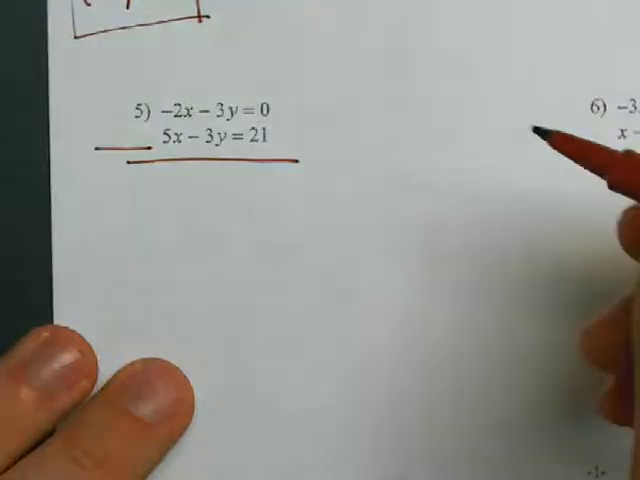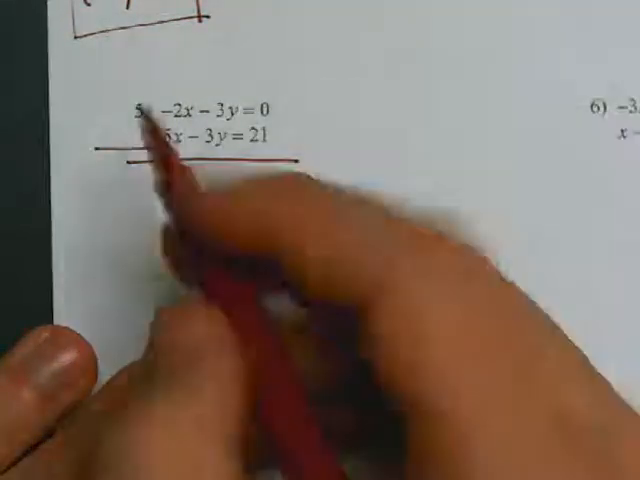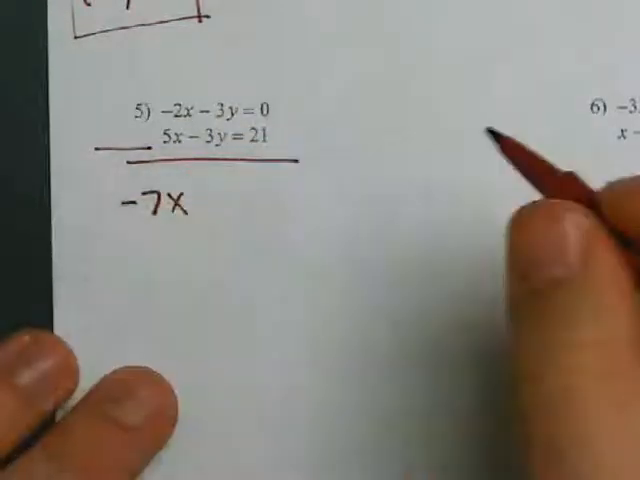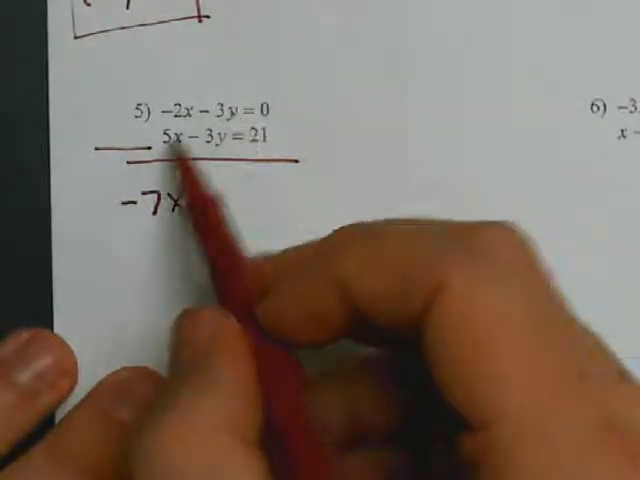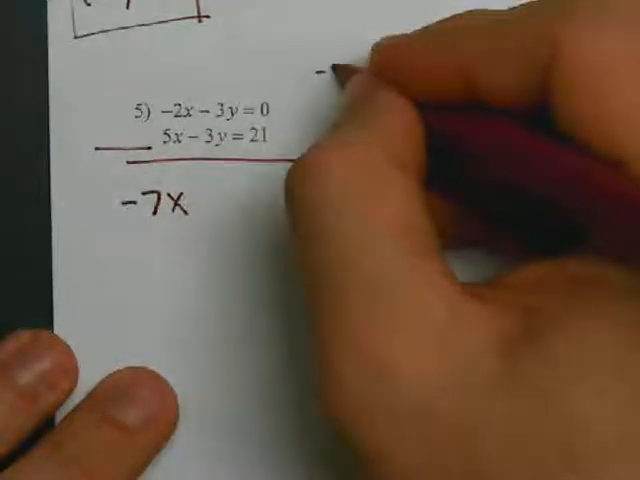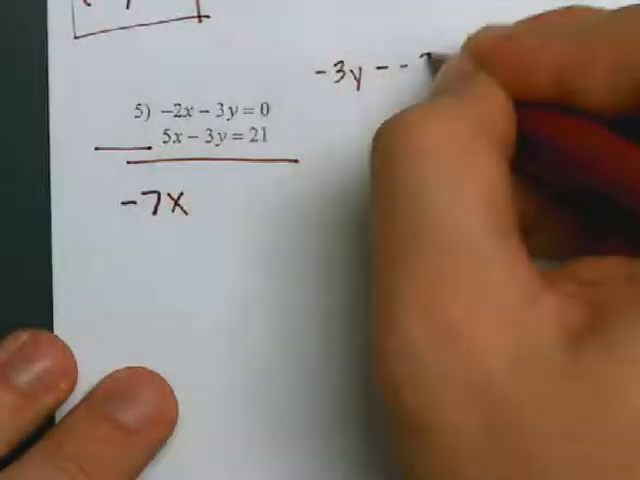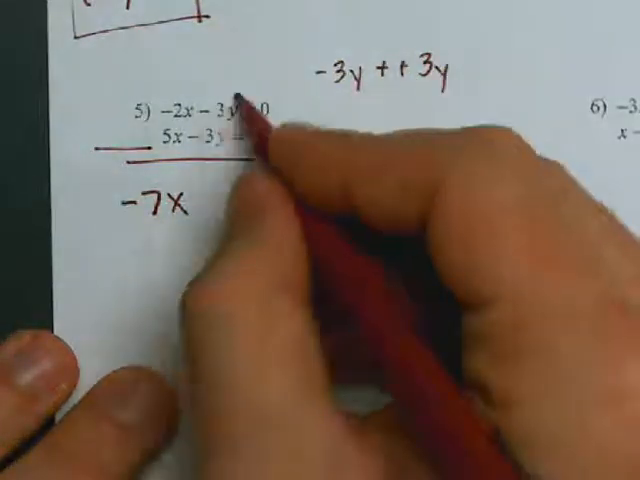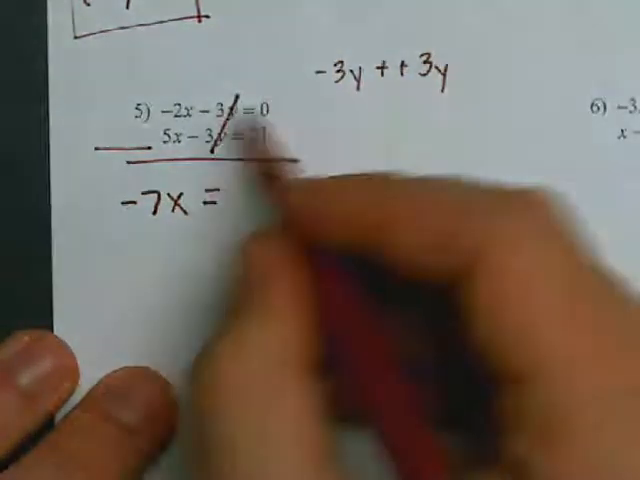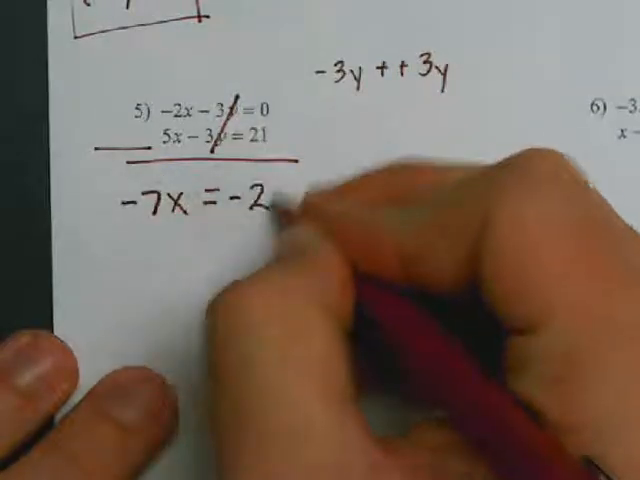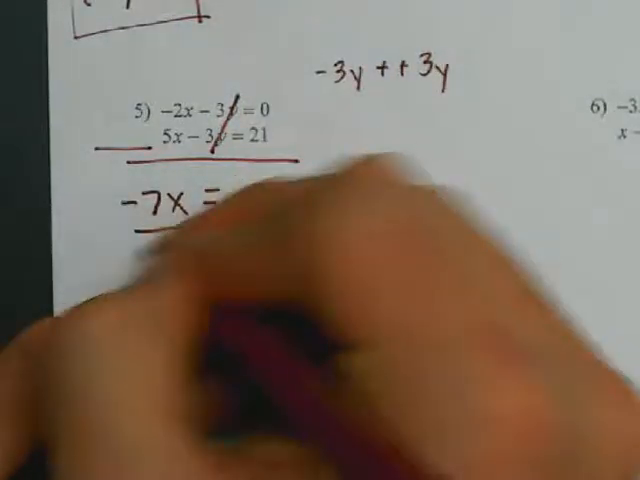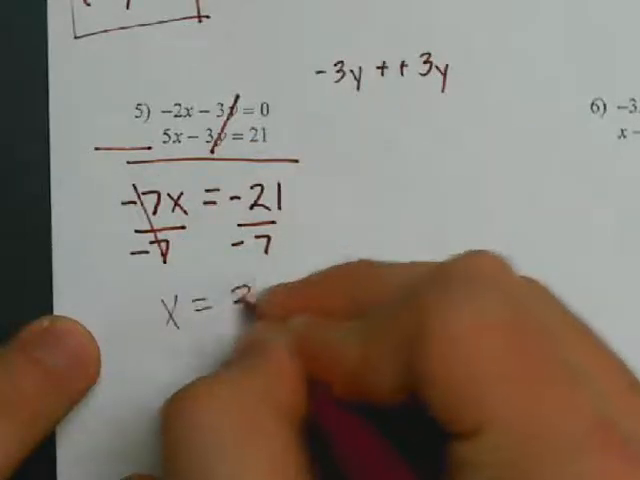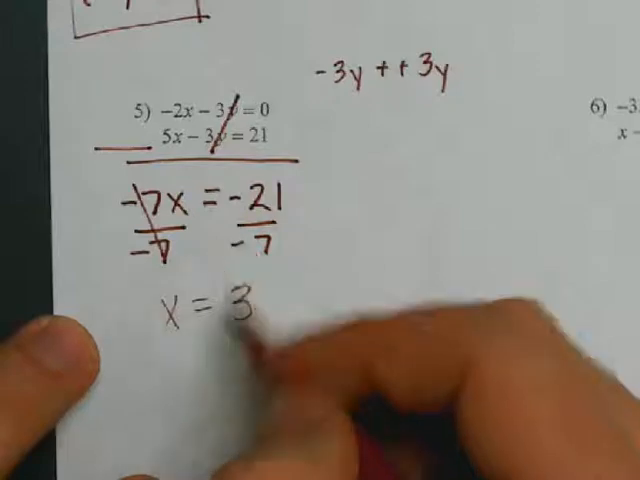Alright, so now we start. Negative 2 minus 5x would be negative 7x. Now watch, negative 3y minus negative 3y, that's a plus plus, so negative 3y plus 3y is 0, so it cancels. It equals 0 minus 21, which would be negative 21. Divide both sides by negative 7, and you're going to get x is equal to positive 3, because a negative divided by a negative is a positive.